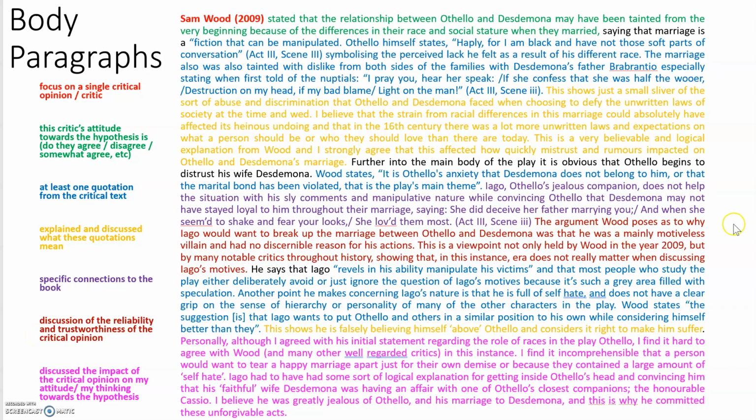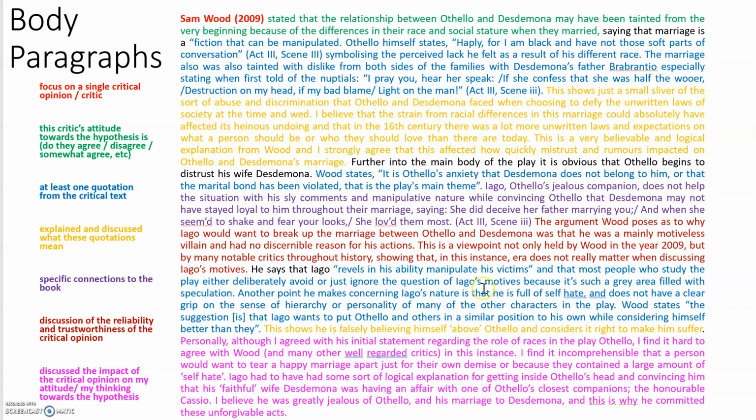They are saying the argument Wood poses as to why Iago would want to break up the marriage between Othello and Desdemona was that he was mainly a motiveless villain and had no discernible reason for his actions. This is a viewpoint not only held by Wood in the year 2009, but by many notable critics throughout history. So the student is giving this critic a little bit more credibility by saying they are not the only ones thinking this, and this is quite a common assumption, and I've read more. They're essentially saying I've read more than what I can present here, which is always a helpful thing to do for the overall perception of your work.